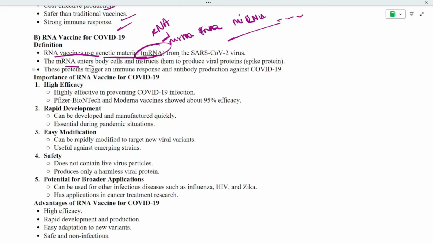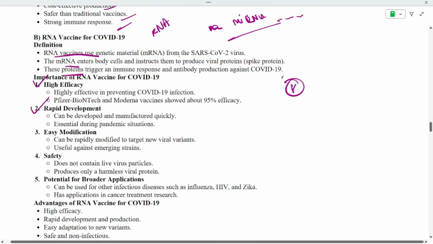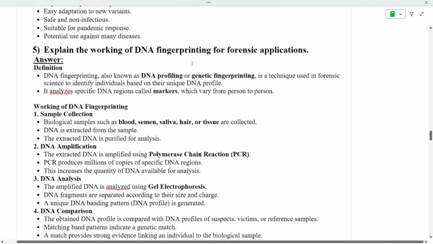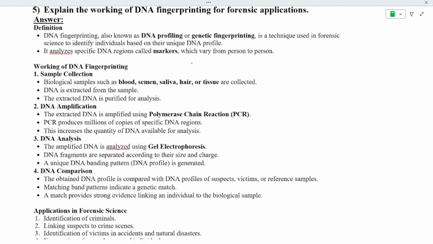Next, the mRNA enters the body cell and instructs it to produce a viral protein, that is called the spike protein. The proteins will trigger the immune system and antibody production against COVID-19. When the virus COVID-19 is there, the body will produce the antibody against it, once this RNA vaccine containing the mRNA has been inserted and enters the body. Advantages: high efficiency, rapid development, easy modification, safety and potential for broader applications.